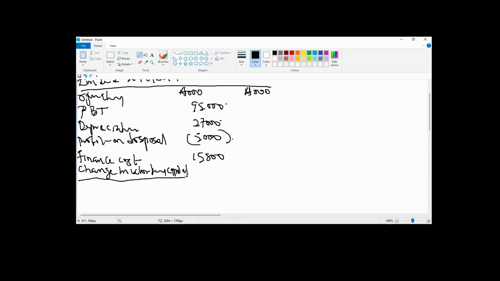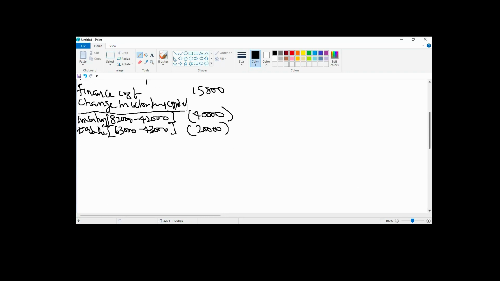We have increase in inventories. What is the inventory at the beginning? 42,000. At the end? 82,000. 82,000 minus 42,000. That's 40,000 increment. Outflow. Trade receivable. Trade receivable at the beginning was 43. At the end was 63. 63,000 minus 43,000. What does it give us? Outflow of how much now? 20,000. Next.